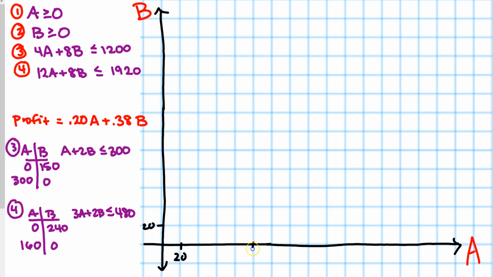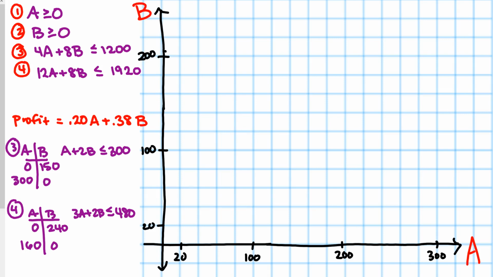So we would have 100, 200, 300, and then 100, 200. I think we can just barely make it there with the space I have.